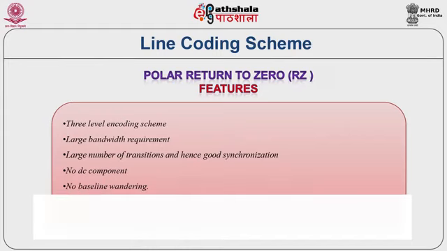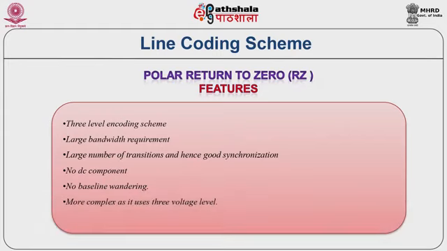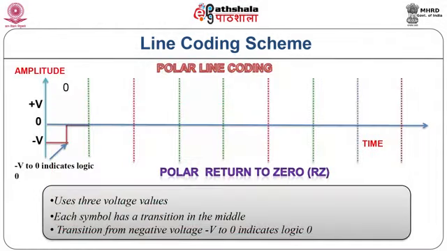One of the major issues with the scheme is the complexity of generating the code, which is incurred due to the use of three voltage levels. Keeping in mind the deficiencies of this code, it has now been replaced by other efficient codes like Manchester and differential Manchester. Return to zero (RZ) scheme uses three voltage levels: positive or high voltage, negative or low voltage of equal magnitude, and zero voltage.